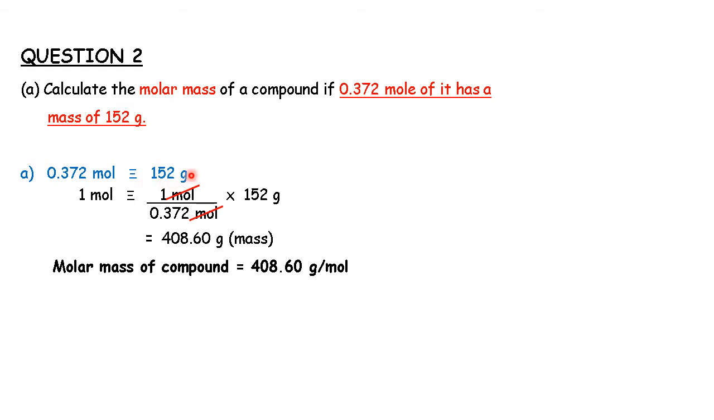And then this question asks for molar mass. Molar mass refers to 1 mole. That's why 1 mole stoichiometry, 1 times 152 over 0.372. Mole cancels off, so you get this answer. Don't forget to make a conclusion. Molar mass of compound equal to 408.60 gram per mole.